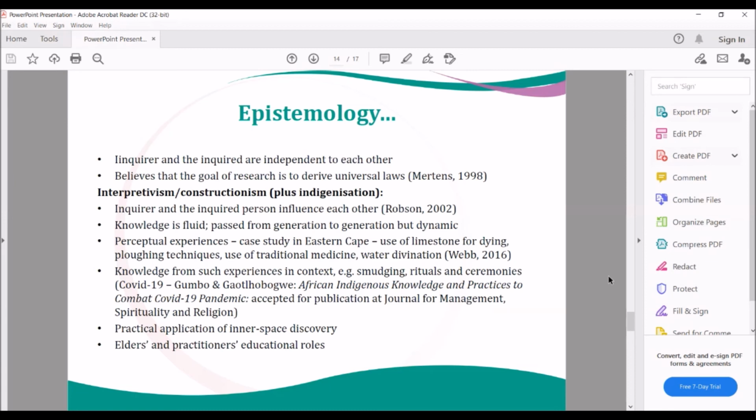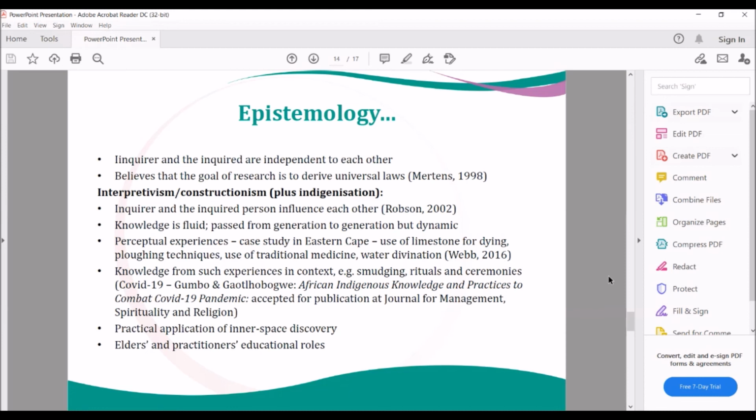They keep a distance between the inquirer and the inquired, whom they claim are independent of each other, and they believe that the goal of research is to derive universal laws, which they would want everyone to observe. Whereas interpretivists claim that the inquirer and the inquired person influence each other because they are equal participants in the research project and they must be respected. And they claim further that knowledge is fluid as it is passed from generation to generation, but in a dynamic way as generations try to adapt to the environmental changes and conditions. They keep what is fundamental and change what needs to change or modify what needs to be modified. There are therefore perceptual experiences.